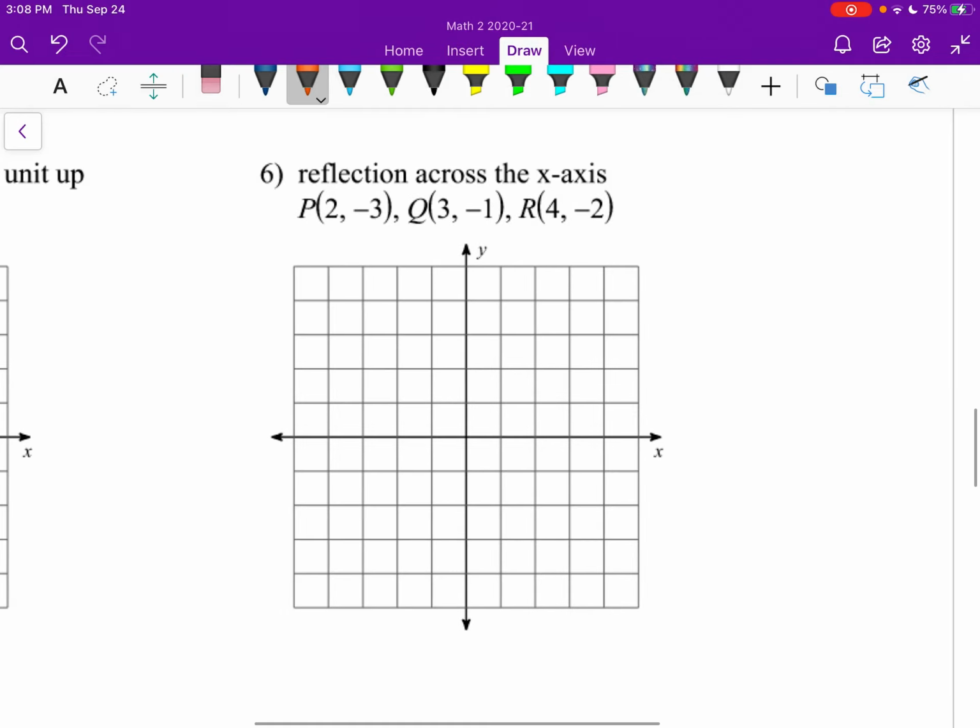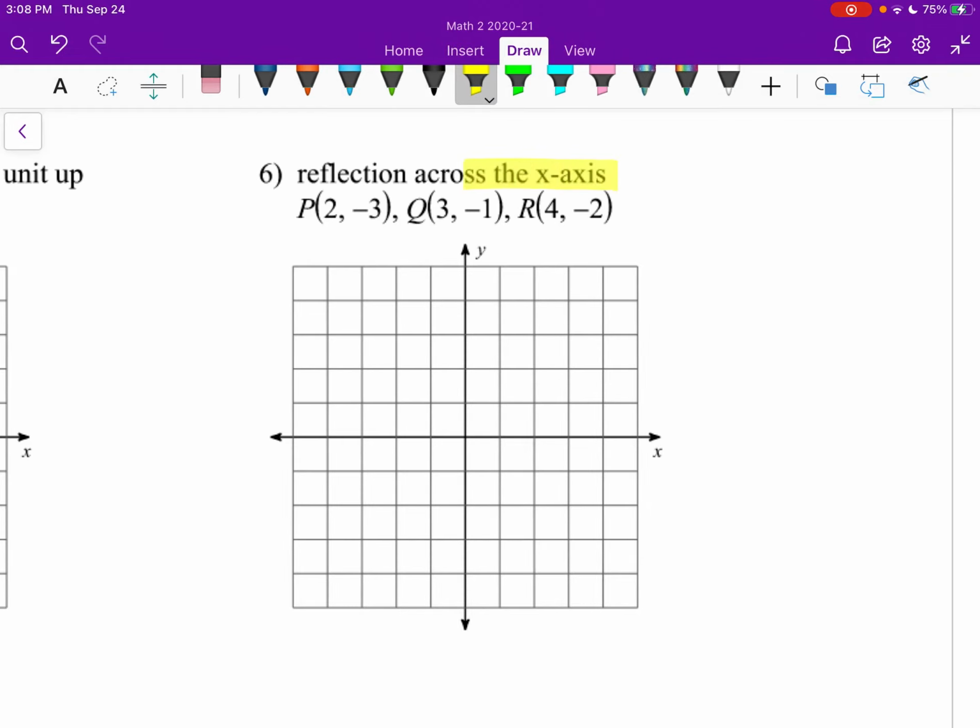Number 6. Reflection across the x-axis. Ooh, that one's kind of different. Now, we might not remember, but reflection across the x-axis means that you're going to take your point x, y and you're going to make it x, -y. Oh, excuse me, I'm so sorry. All right, let's look at this graph and talk about this. So if we had a point up here, this is at 5, 5.